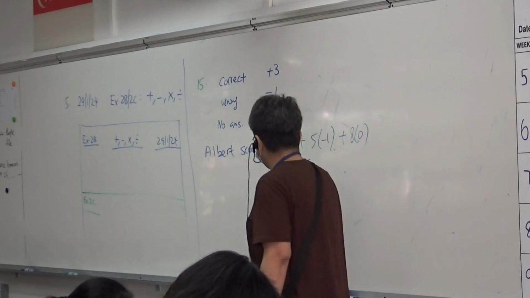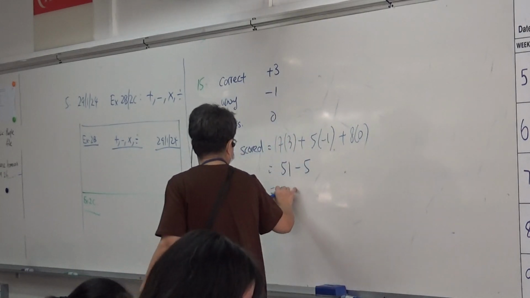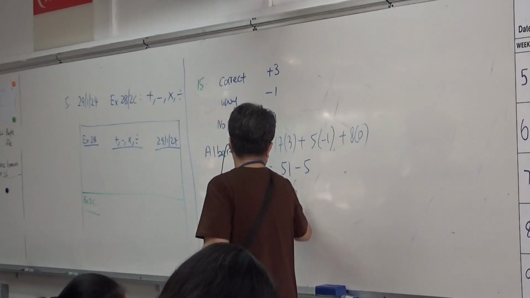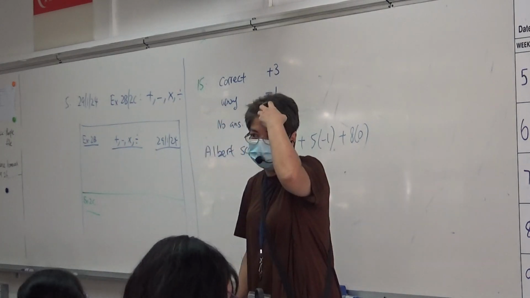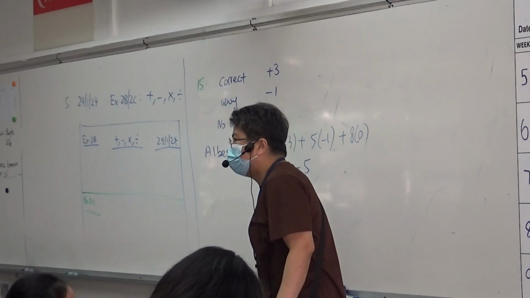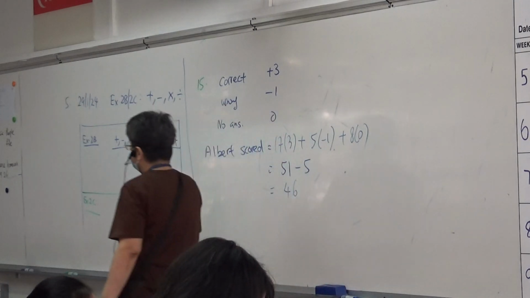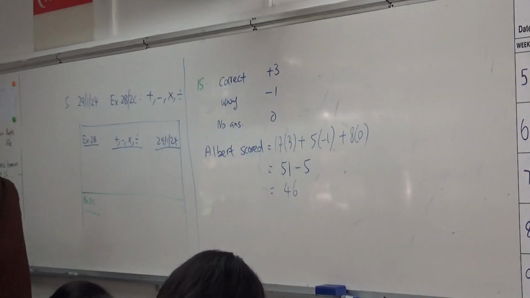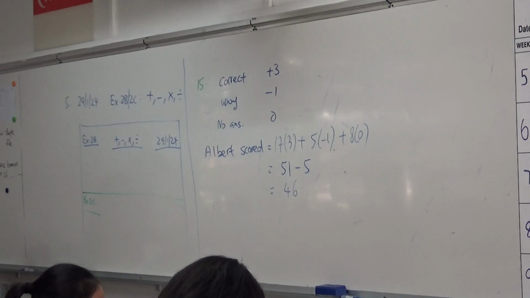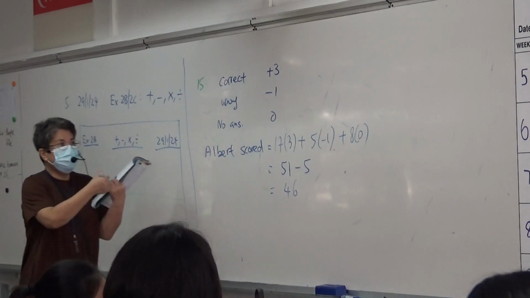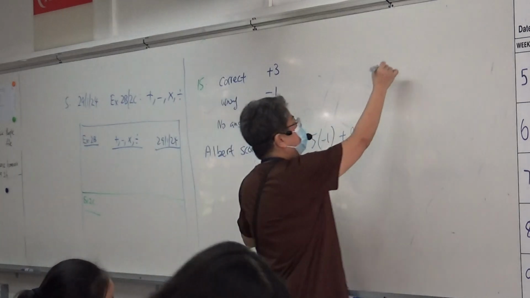Correct. Okay, so what's the answer? 31. You will get 46 marks. Are we clear here? Okay. Now, you have to do this for me by Wednesday. Okay? I need you, some people only follow what I'm talking about, right?